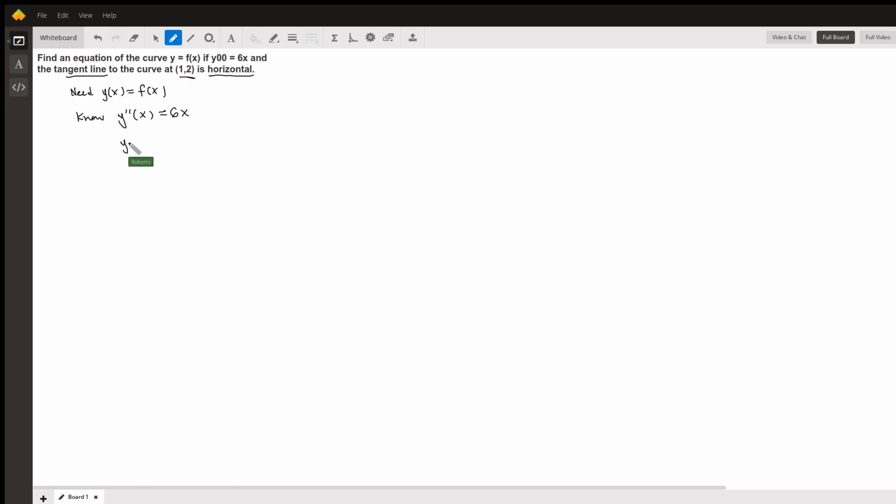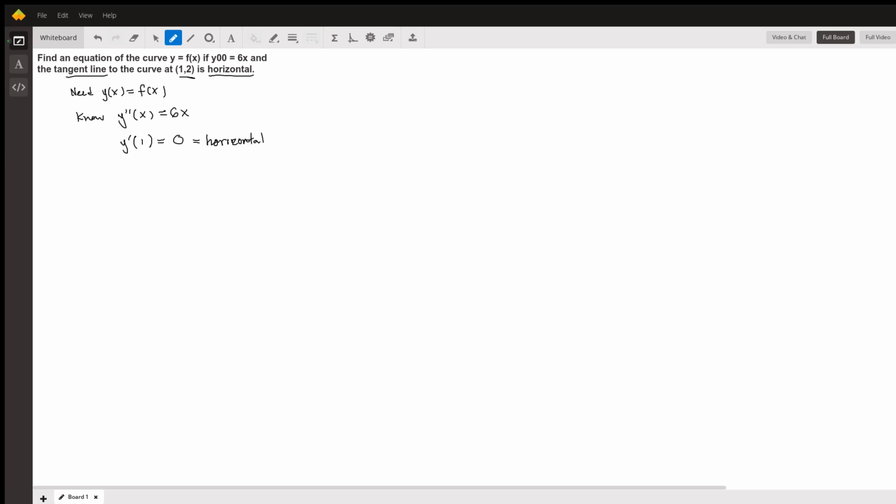This means that the first derivative at 1 is 0. This means that it's horizontal. Okay, so how do we start? This is basically just an application of the fundamental theorem of calculus. So how do we do this?